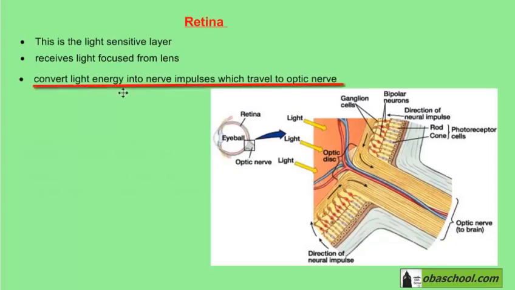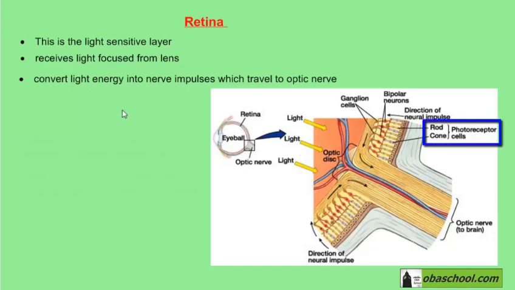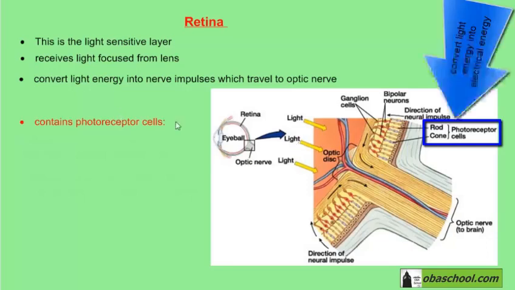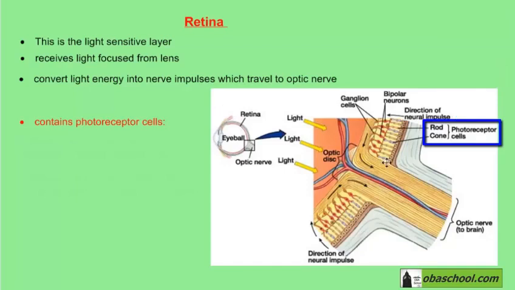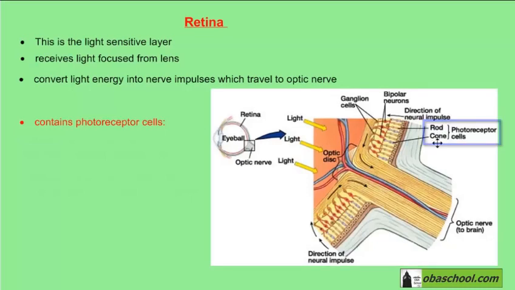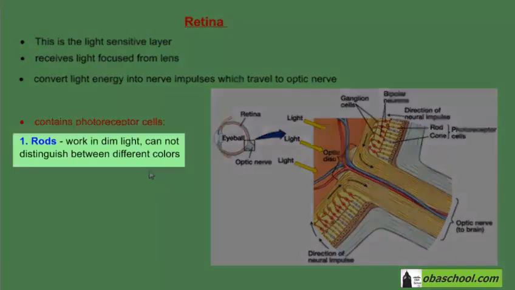These nerve impulses or electrical impulses travel to the optic nerve. This is the optic nerve, and it allows the nerve impulse to travel to the brain. So what allows the retina to convert light energy into electrical impulses is actually the photoreceptor cells, which are the receptor cells found in the retina that convert light energy into electrical energy. They convert light, which we receive, into electrical messages.